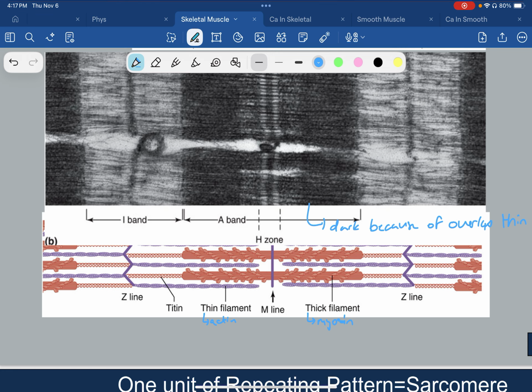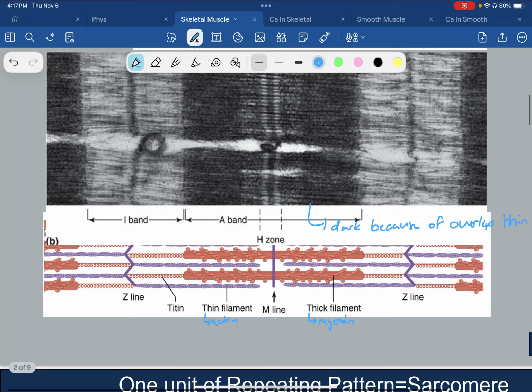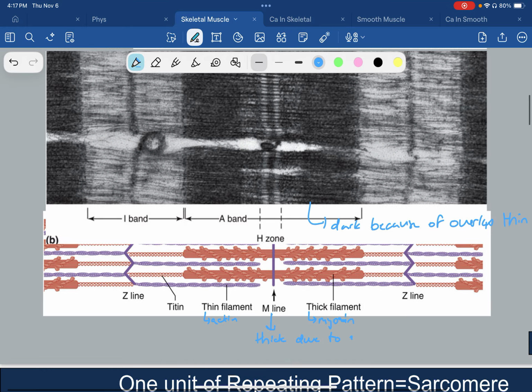And then here we see our M line as well. This is thick due to additional proteins, and those additional proteins are just what link the filaments together. So that's why it makes it thick right in there.